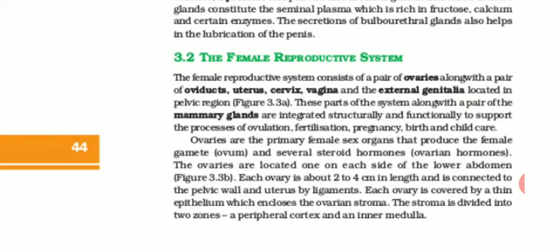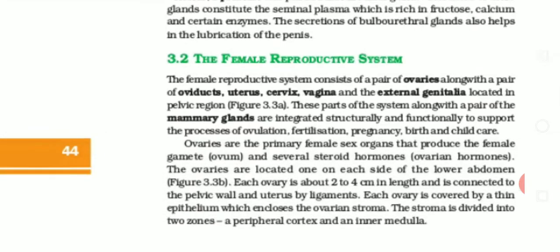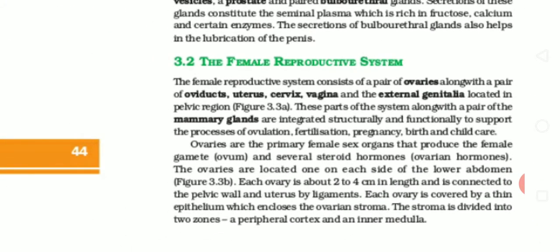Ovaries along with the pair of oviduct. Okay, what is in the ovaries? The formation of egg. Oviduct is a tube-like structure which helps to transfer the ovum to the uterus. Uterus is also called womb. Cervix, vagina and the external genitalia located in the pelvic region. These parts of the system along with the pair of mammary glands are integrated structurally and functionally to support the process of ovulation, fertilization, pregnancy, birth and child care.